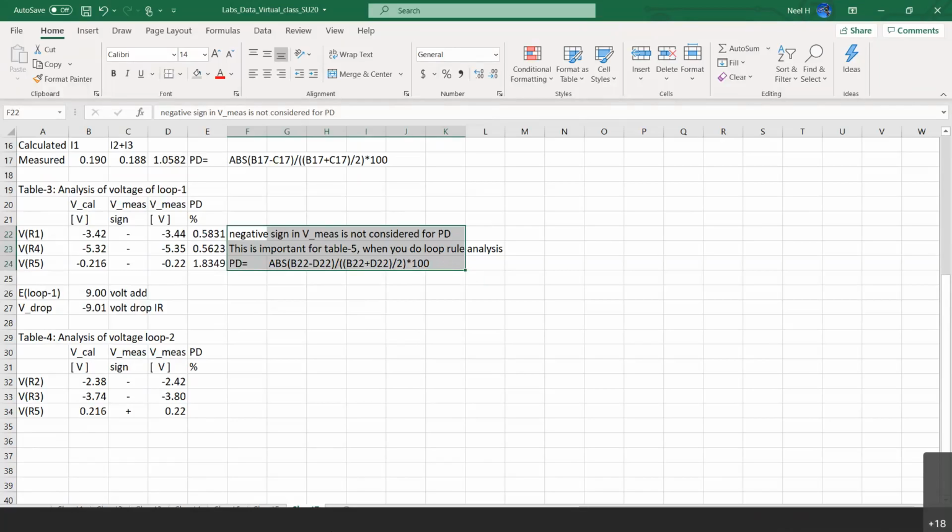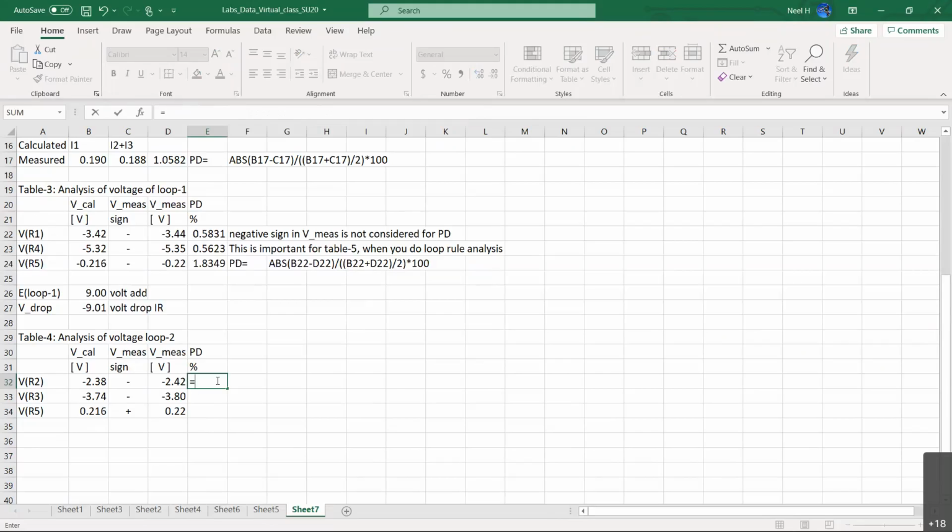Okay, any questions? No questions? Okay, let's continue then. Let's calculate the percentage difference. Equal sign, ABS, the difference between these two, one minus the other, divided by the average between these two, one plus the other, divided by 2, close parentheses. Multiply by 100.